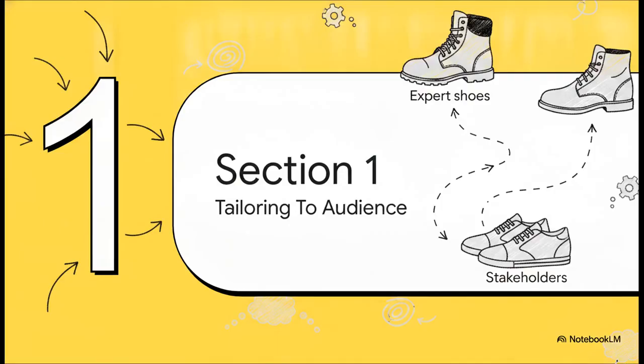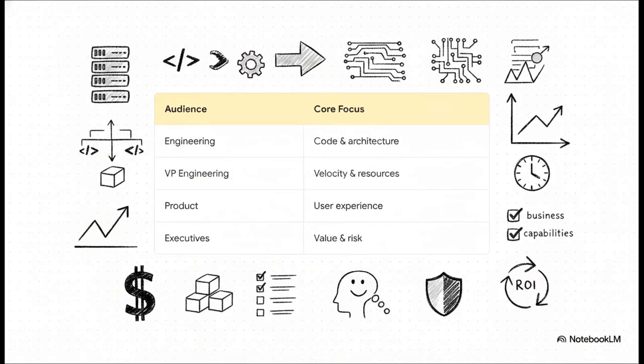Section 1, tailoring to your audience. So I'm going to challenge you right now to step completely out of your expert shoes and step directly into the shoes of your specific stakeholders. You literally have to map out exactly who is in the room before you draft a single slide. If you're talking to the engineering team, great. Use their language: code, architecture, trade-offs. But if you're speaking to the VP of engineering, they only care about velocity and resources, so your language has to shift to metrics and timelines. Product teams, they want user experience and capabilities. And executives are looking squarely at business value, risk, and ROI. If you structure your deck without knowing who sits in which column, you are setting yourself up to fail.